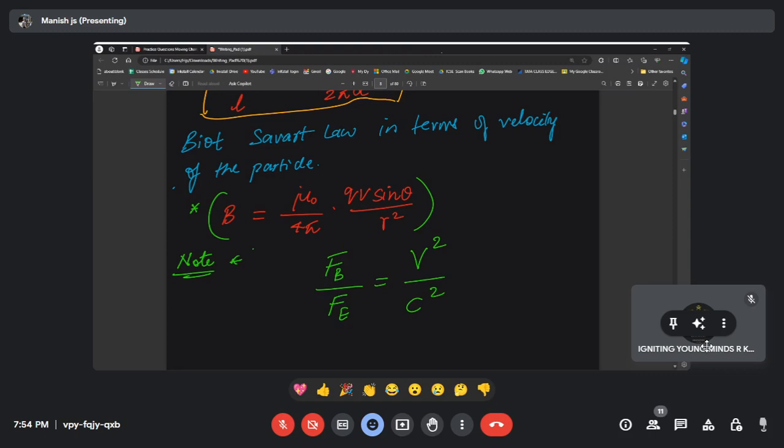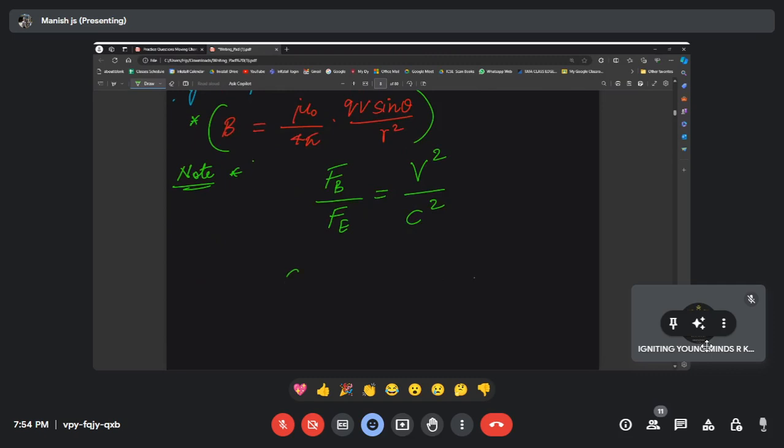You will get a relationship like this when you substitute the force due to magnetic field and the force due to electric field, and when you simplify it, you will get the ratio as the squares of the velocity and the square of the speed constant also. So these are the two things. And then when you rearrange for the C square term, you can find that C square is equal to 1 upon mu naught times epsilon naught.